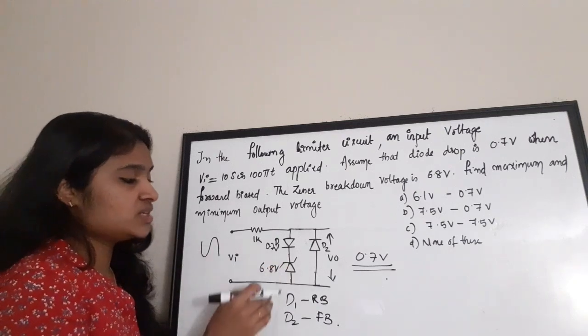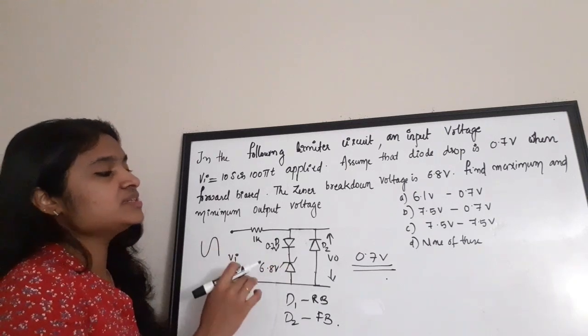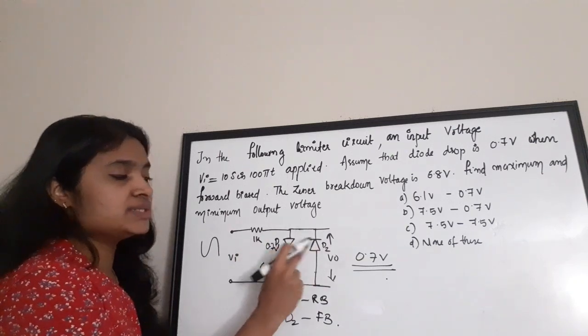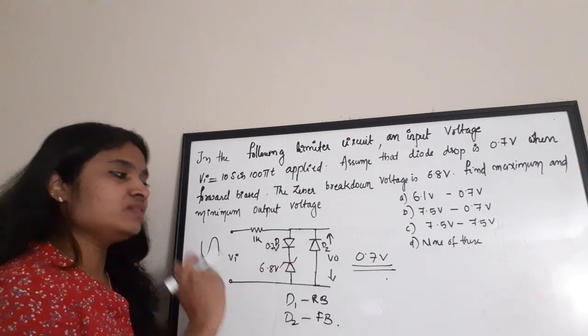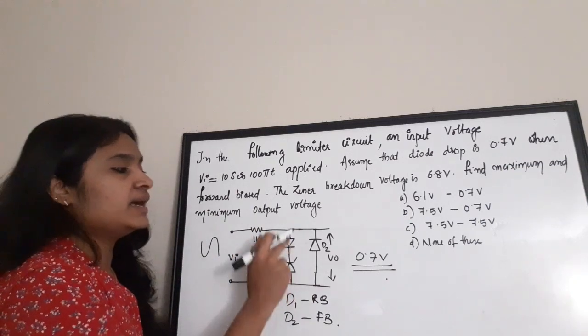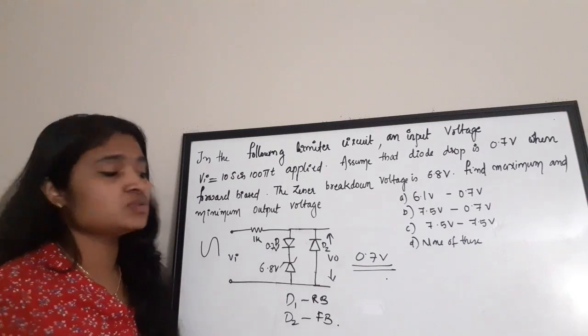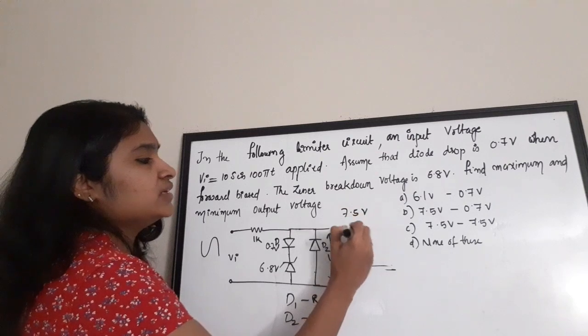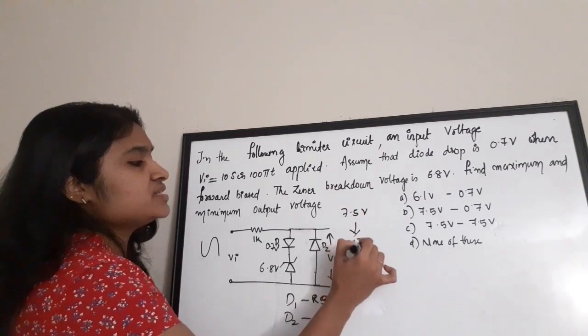So during the positive half cycle, D1 is forward biased and D2 is reverse biased. And during the negative half cycle, the reverse will happen: D1 will be reverse biased and D2 will be forward biased. So the maximum voltage is 7.5 volt and the minimum voltage is 0.7 volt.